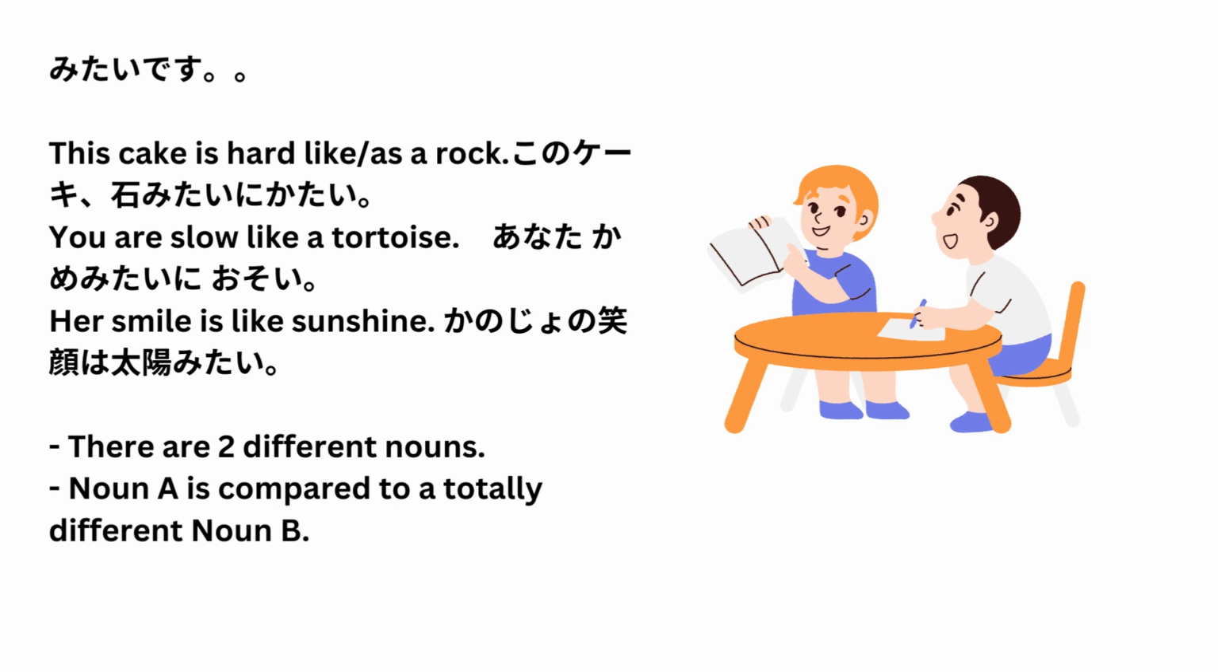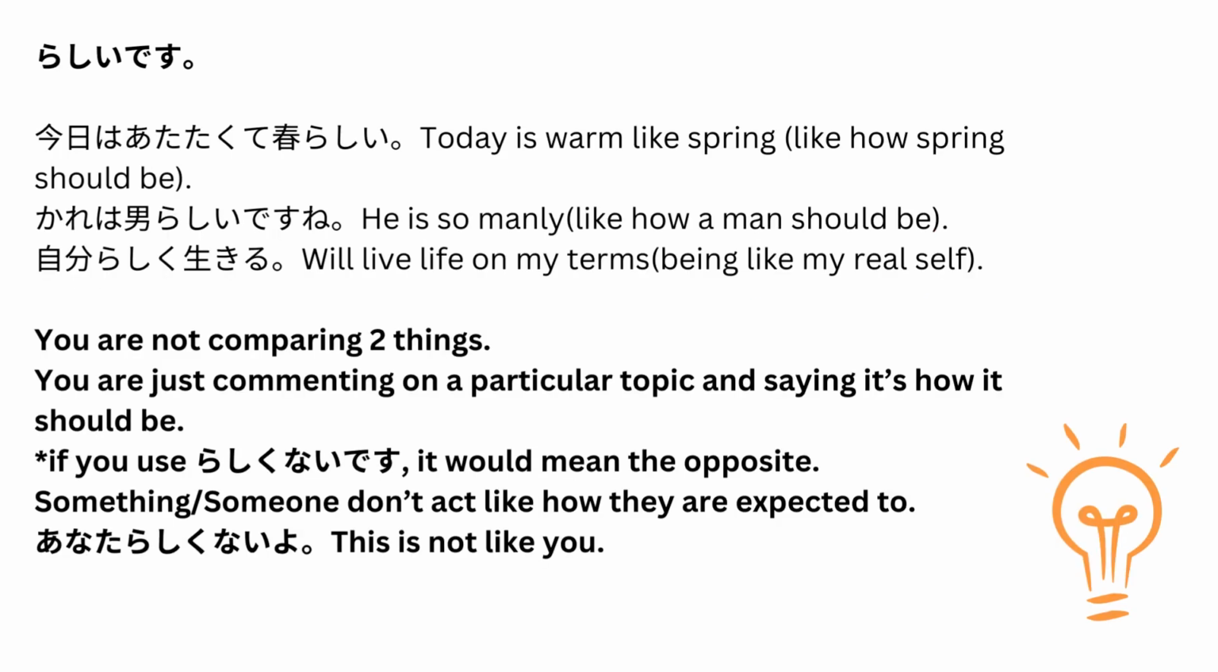So everywhere here, you're basically taking a noun and comparing it with a totally different noun. Cake is compared to a rock, then some person is compared to a tortoise, and then someone's smile is compared to sunshine, right? So there are two totally different nouns, and you're taking a topic and saying how in this particular way this topic is similar to this thing or this person, right? So this is mitai. Now let's go to rashii desu.